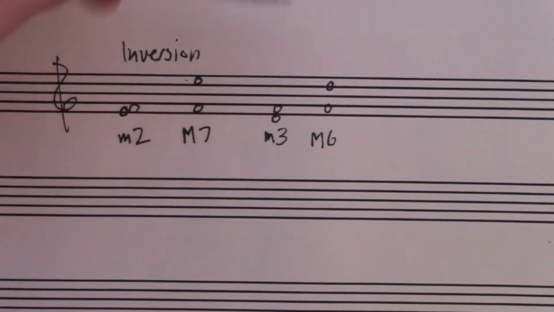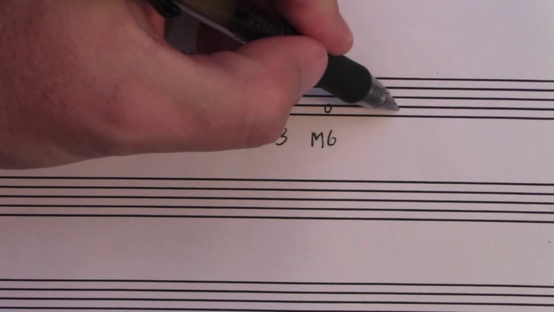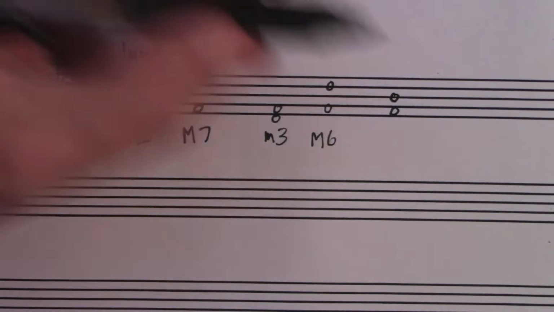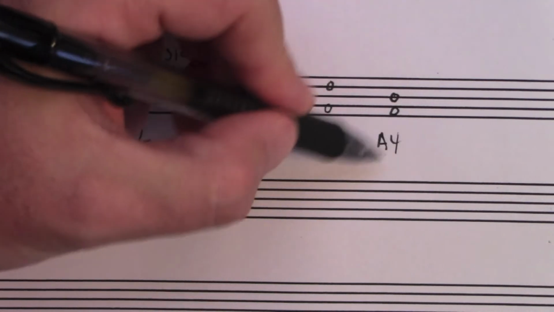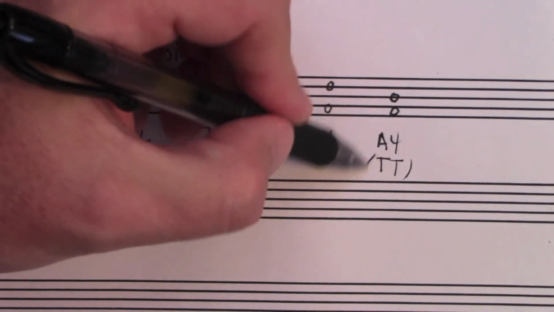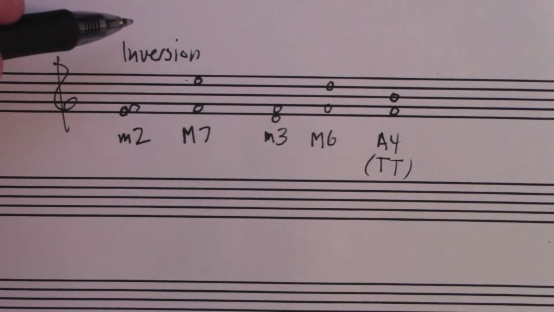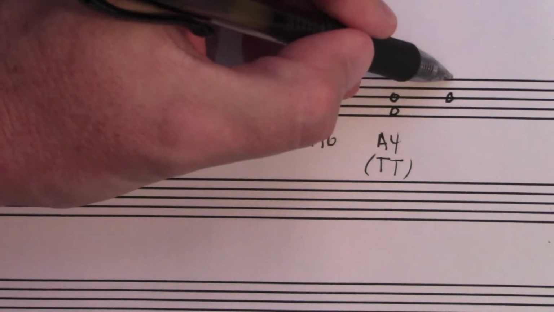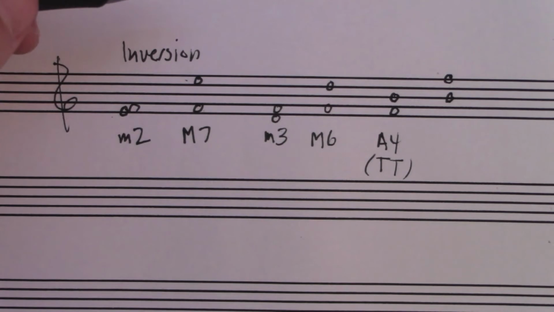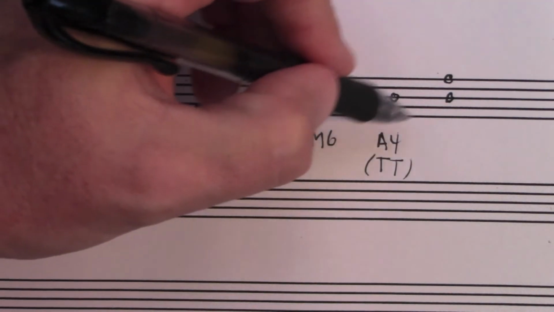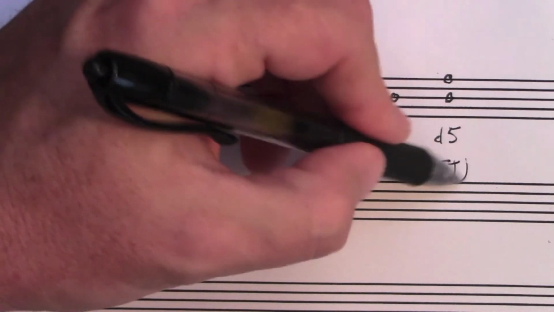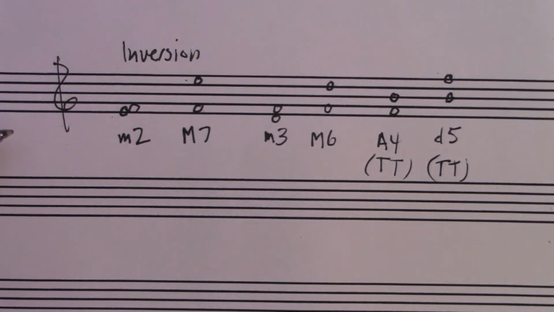Let me give you one more. F to B. Hopefully you remember that one. Yeah, our augmented fourth, also known as a tritone. If we invert that, so we'll take the F and we'll make that the top note, so it becomes B to F. That becomes a diminished fifth, which is also the tritone. Do you see the pattern?